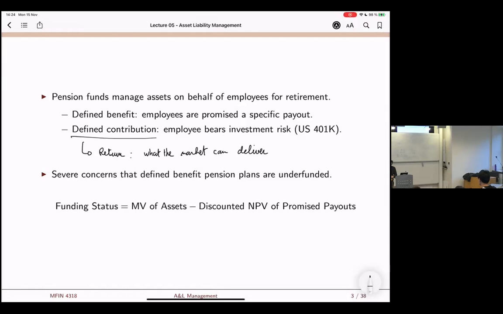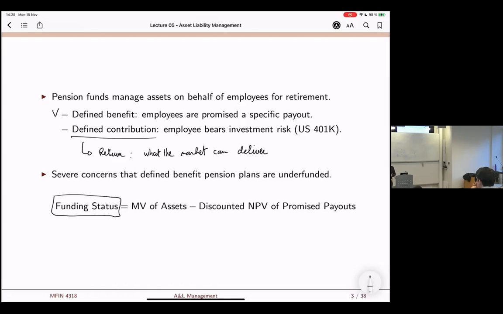Now, in particular, for the first kind, the defined benefit, there are severe concerns that they're actually underfunded, which simply means that they don't have enough assets to match their liabilities. So the variable that people typically look at is the funding status of a pension fund. How do you define the funding status? Well, it's pretty easy. What does it mean to manage your liability with your assets? You should have enough assets to cover your liabilities. There's nothing very fancy here.